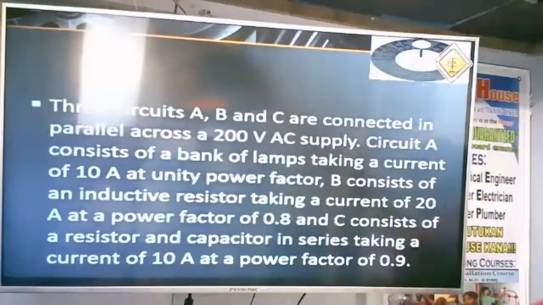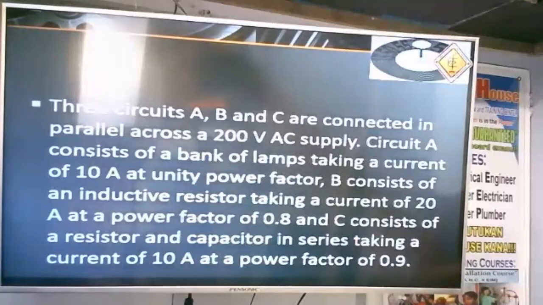Okay. Let's go to the next problem. Number 19. Three circuits A, B, and C are connected in parallel across 200 volts AC supply. Circuit A consists of a bank of lamps taking 10 amperes at unity power factor. So take note, if it is taking unity power factor, that is pure R. Always.